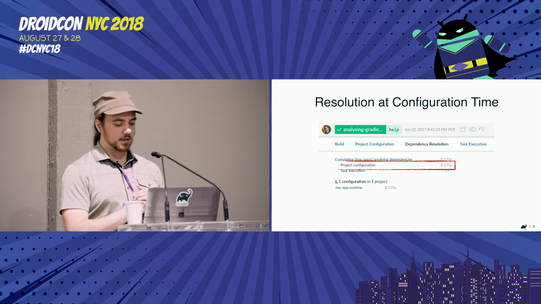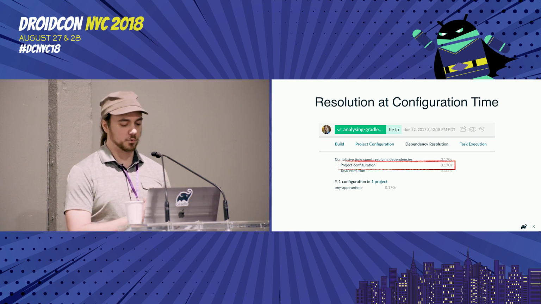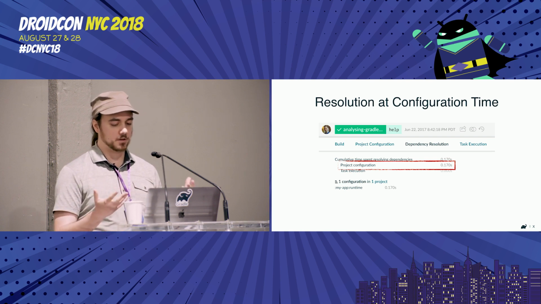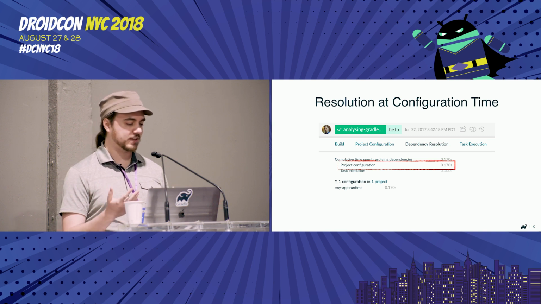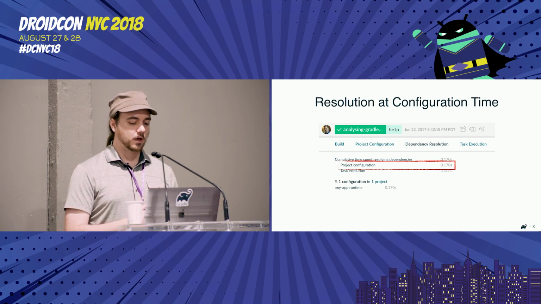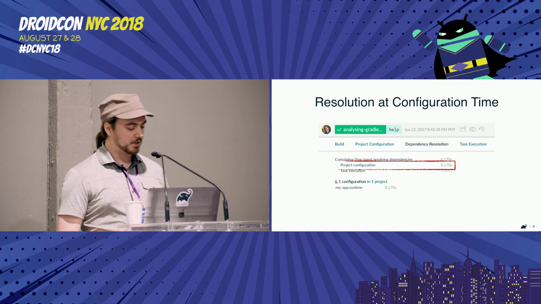One of the most common things you'll see is resolving dependencies during configuration. This is bad because when you're not building anything, you're just running a help task or syncing Android Studio, you almost certainly don't need any of those dependencies. So why are you resolving them? The number here should be 0.